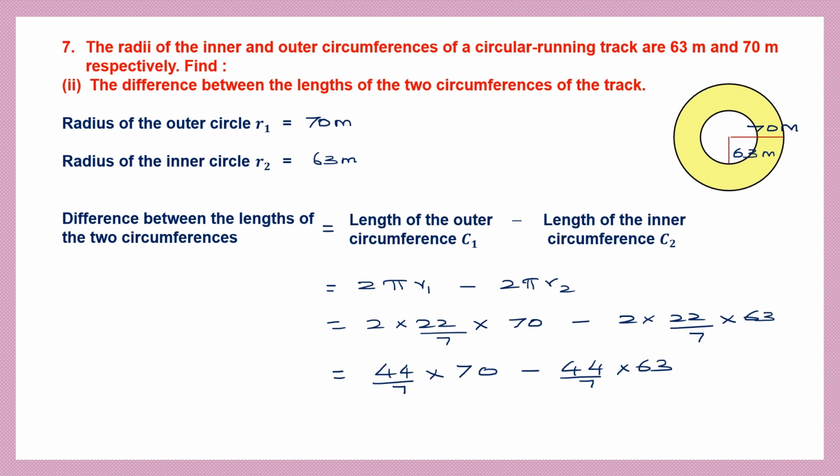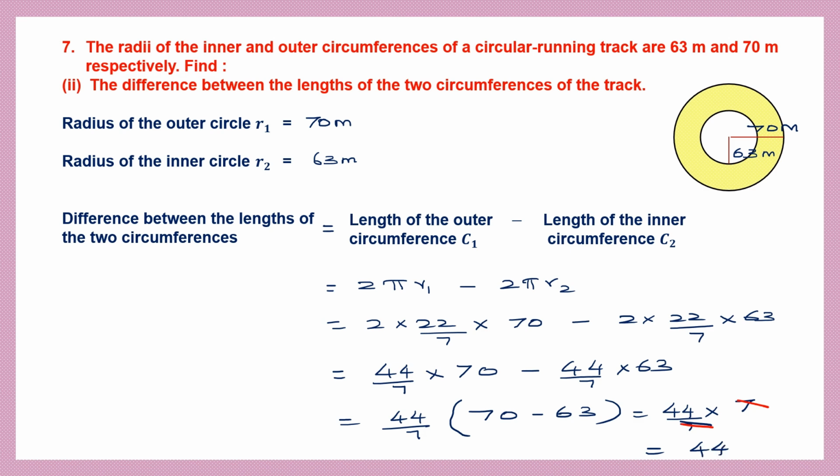As you can see, 44 by 7 is common, isn't it? So we take it out. We write it separately, 44 by 7 into, now we write what is inside, 70 minus 63, because we already have 44 by 7 here. So 70 minus 63. This is equal to 44 by 7 into 70 minus 63 is 7. Now cancel. So when we cancel, we are cancelling 7 and 7. So what is left is 44.